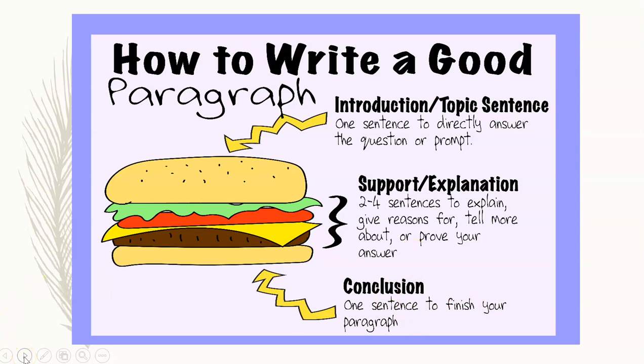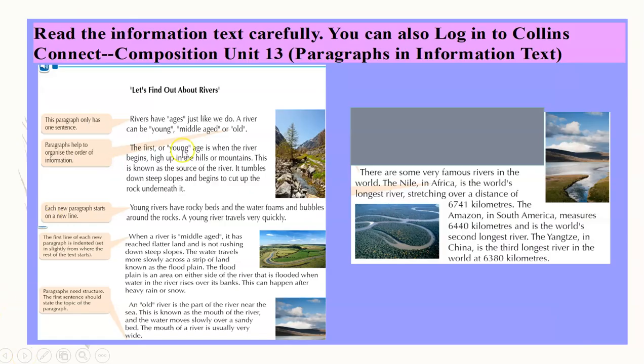Now, let's take a look at this example. This is an example of information text. As what we have studied before, an information text is composed of different paragraphs. So how it is written, let's find out. This is the title of the paragraph or the information text. Let's find out about rivers.